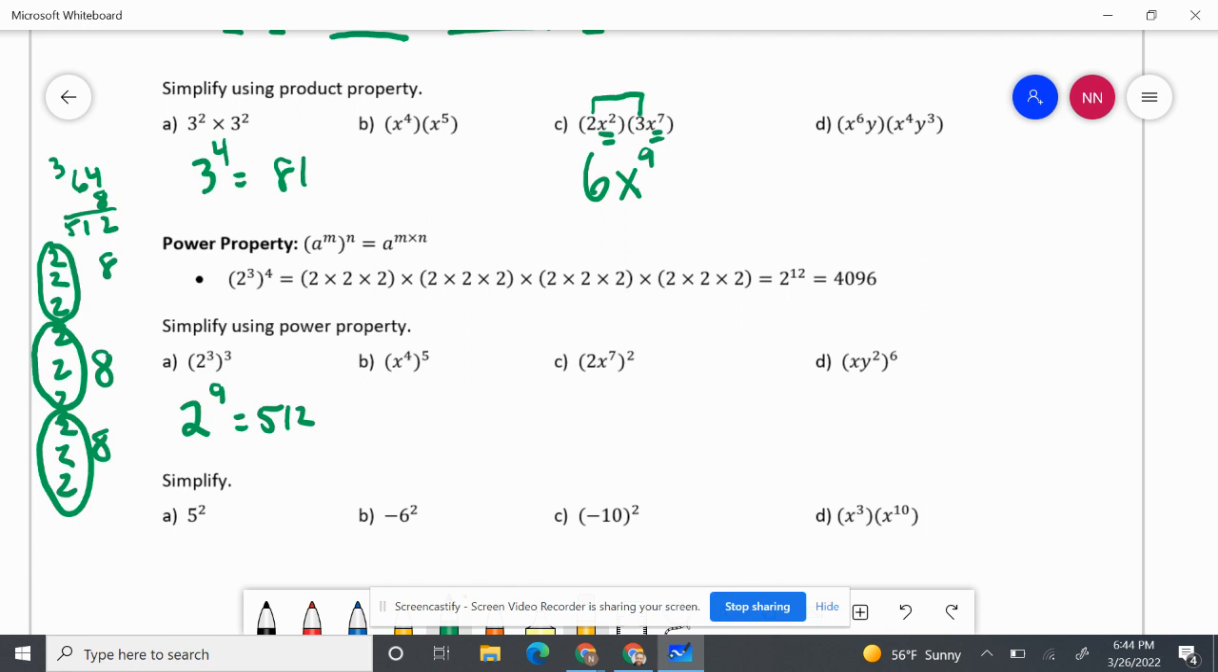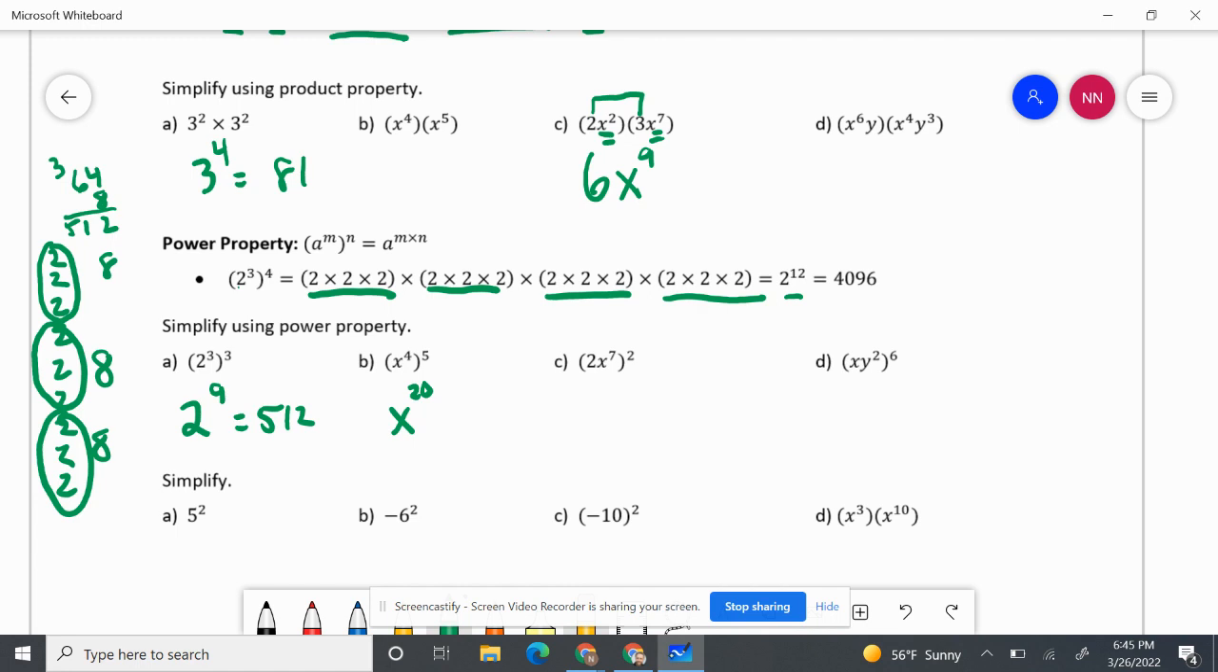So looking at the next one, x to the 4th raised to the 5th would be x to the 20th. Now, if you're wondering how I got 20, if we look back at our previous example, 2 to the 3rd, and we raise that to the 4th, 2 to the 3rd is 3 2s. And if there are 4 groups of them, notice that 4 times 3 gives us 2 to the 12th.